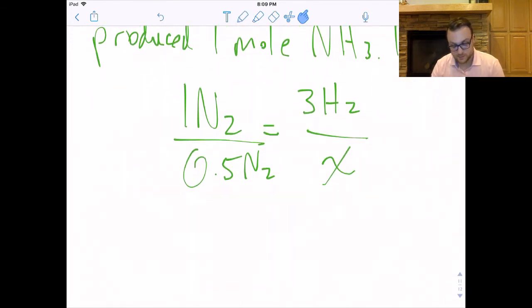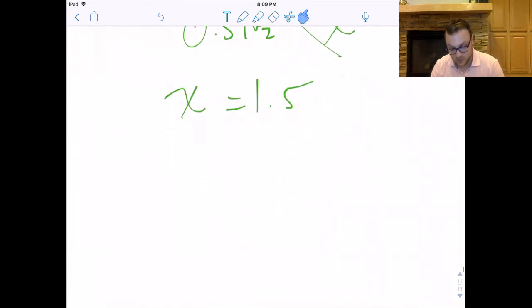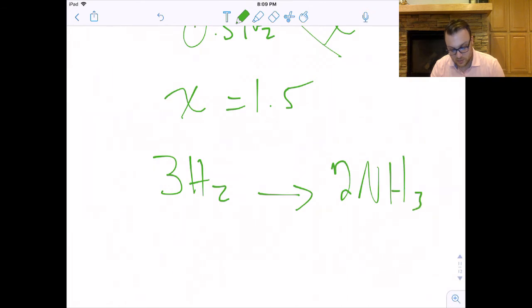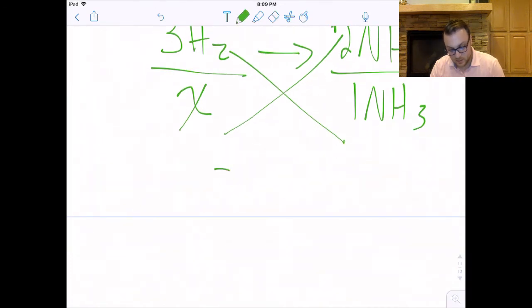You could do the same thing with NH3. From my balanced equation, 3 H2s always produced 2 NH3s. How many H2s are reacting if I now have produced only 1 NH3? Cross multiply and divide. 3 equals 2x. X again is equal to 1.5 moles of H2.